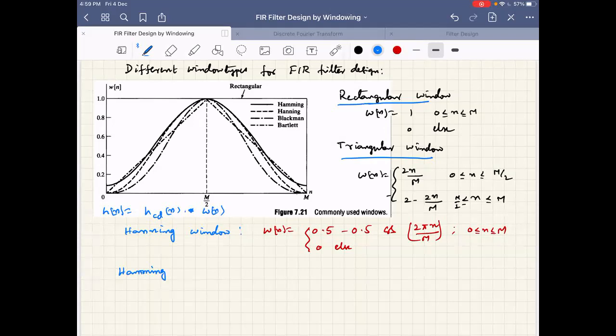Because if we are asked to design a filter, we first need to find the desired impulse response, HD of n. After finding HD of n, we should multiply with W of n to get H of n.